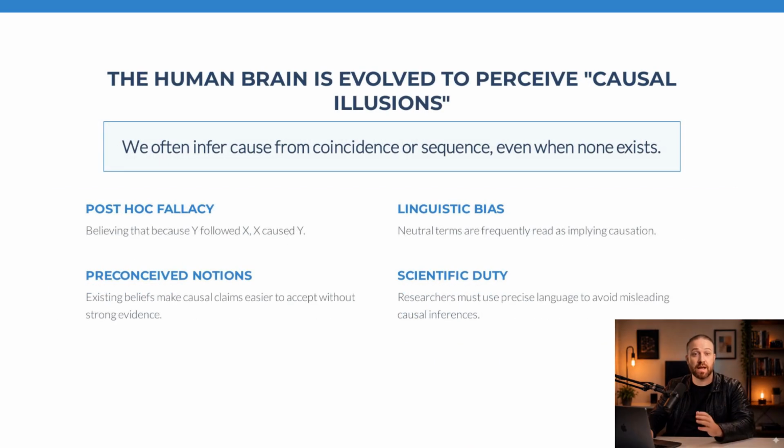Our brain is naturally wired to see cause and effect, even when it doesn't exist. We tend to believe that if something happens after another, then the first caused the second. This is known as the post hoc fallacy. Because of this, even neutral terms like association are often interpreted as causal.